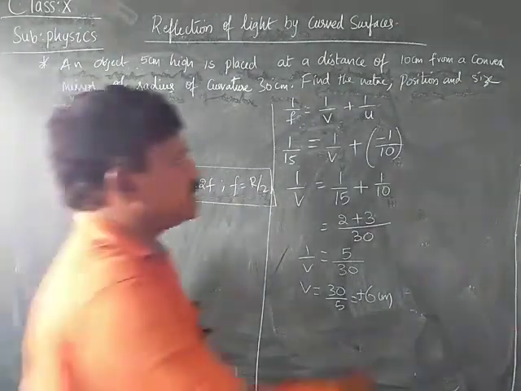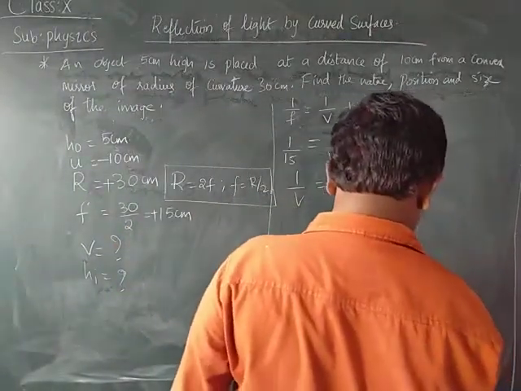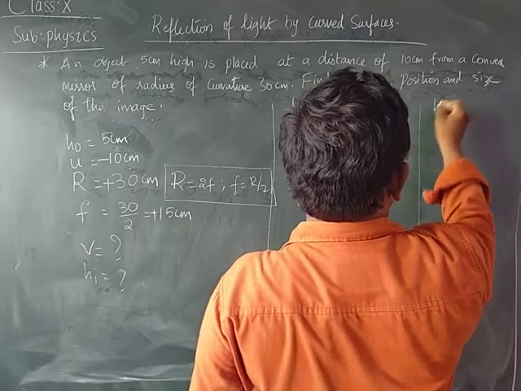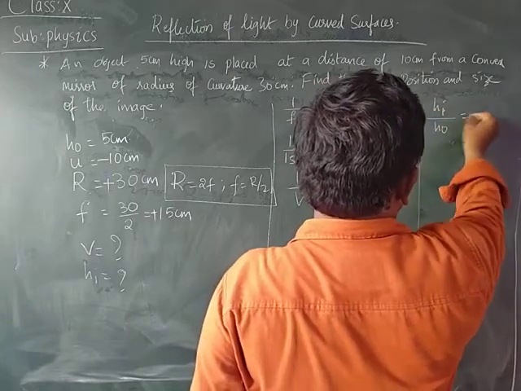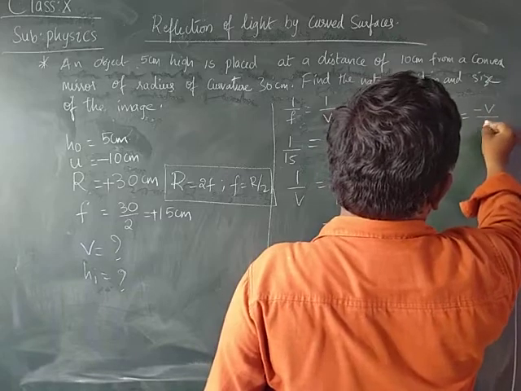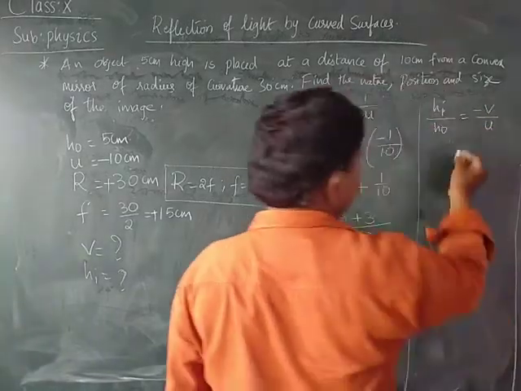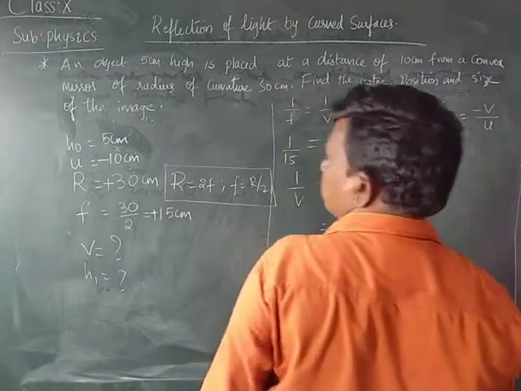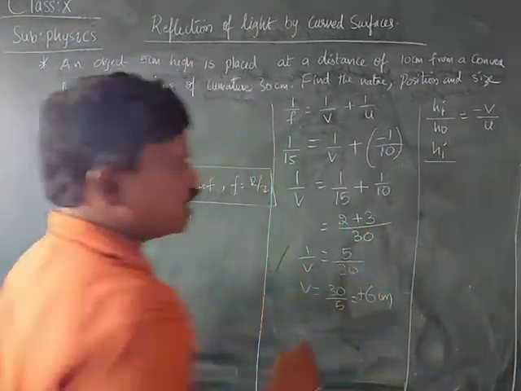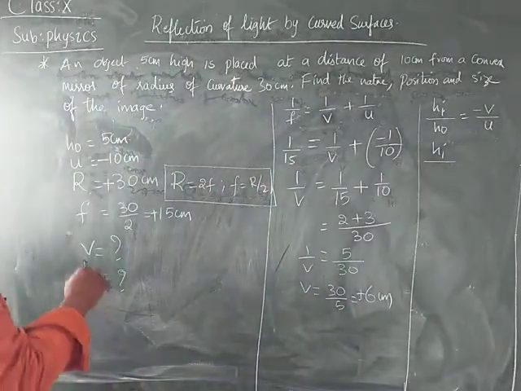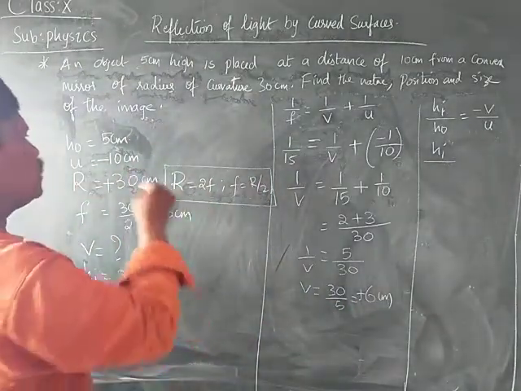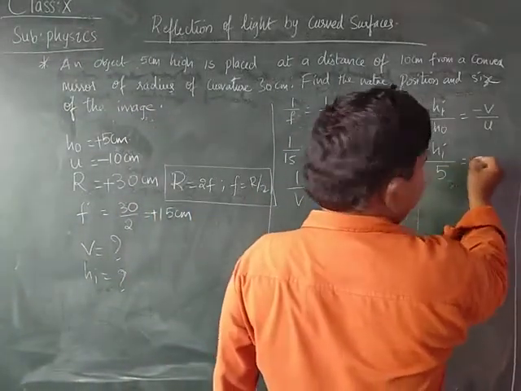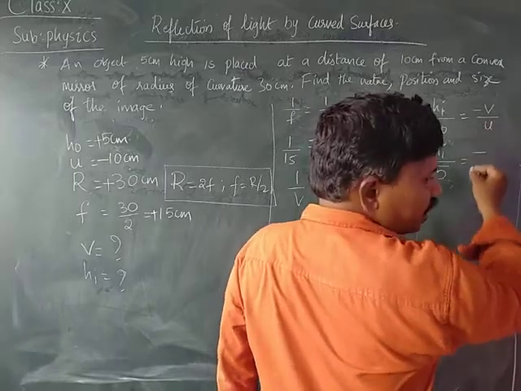Now what is he asking? He is asking to find out the height of the image also. Height of the image by height of the object is equal to minus V by U. Height of the image, do we know? No, we should find it. Height of the object is 5 centimeter. Is it plus 5 or minus 5? The object is always placed above the principal axis, therefore plus 5. Plus 5 is equal to minus V by U.